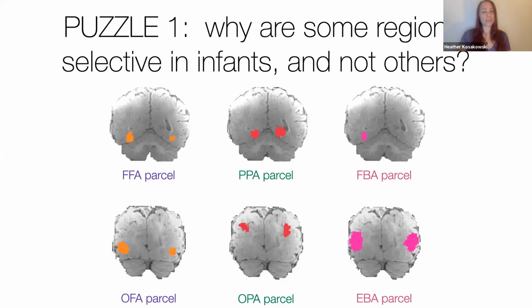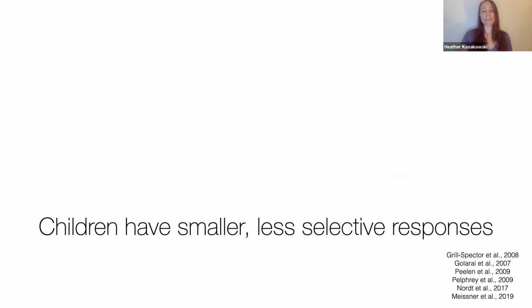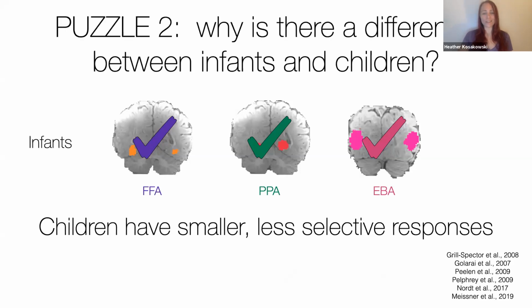A puzzle raised by these data is, why are some regions selective in infancy while others are not? Further, many people have failed to find category selective responses in children, yet we find selectivity in infants as young as 4 months. What can account for this difference?